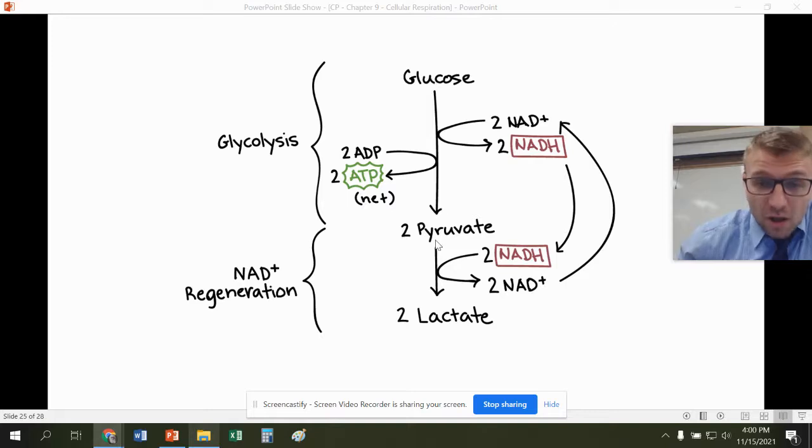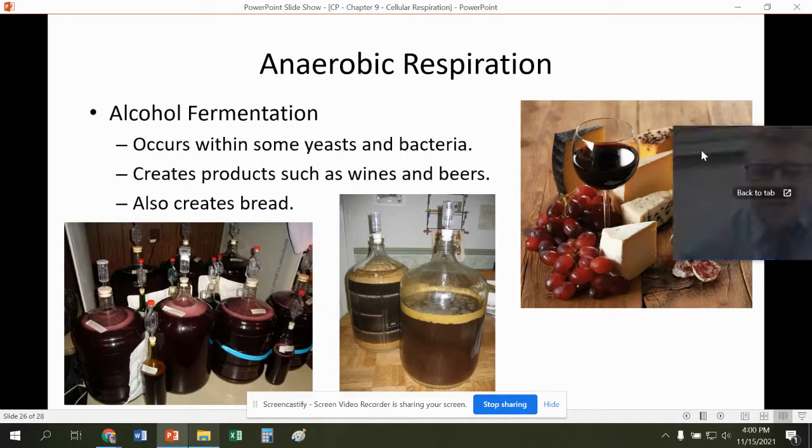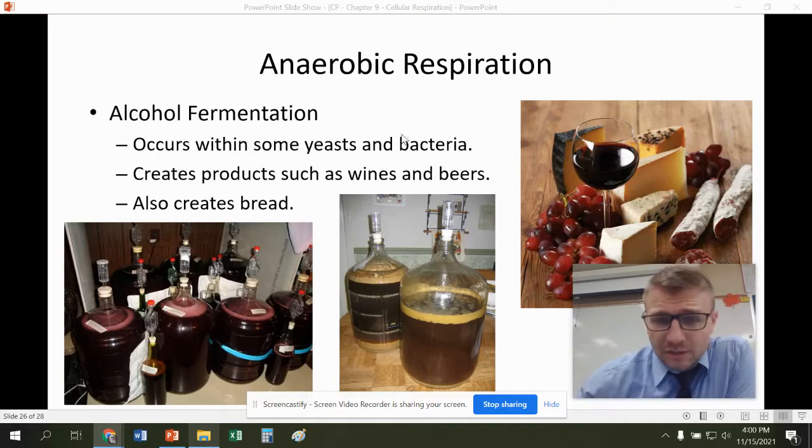So glycolysis still occurs, but what happens is these pyruvate molecules are going to get changed into something called lactate or lactic acid. And that's just to free up more NAD so this process can still occur. Again, you're only producing 2 ATP, which is not a lot of ATP, but you're still at least making a little bit of ATP. The other type of fermentation is called alcoholic fermentation, and this is how we make a lot of our wines and beers.